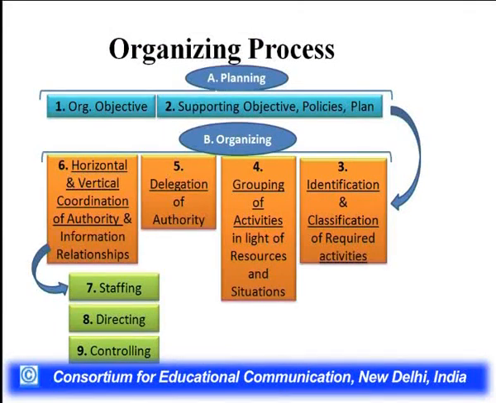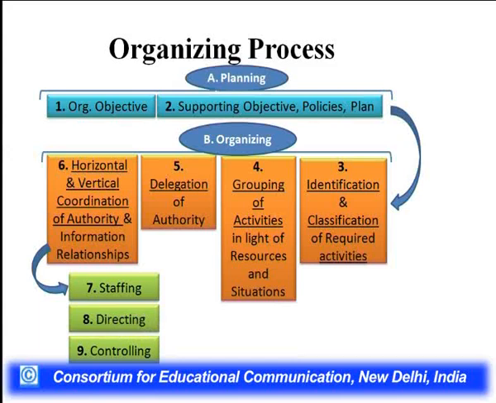Now we can refer to the organizing process, and if you look at the visual, the first two parts are of planning, and subsequently these four at points 3, 4, 5 and 6 are part of organizing, and subsequently staffing, directing and controlling follow. So the organizing process emphasizes initially the identification and classification of required activities, subsequently the grouping of activities in the light of the resources and situations available, and at number 5 the delegation of authority, and last in organizing, horizontal and vertical coordination of authority in order to achieve the objective of the planning process.